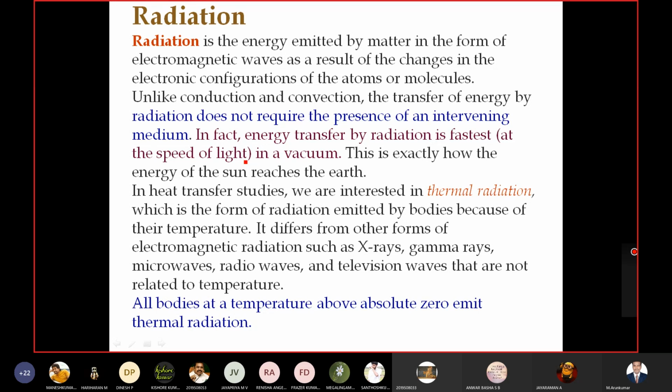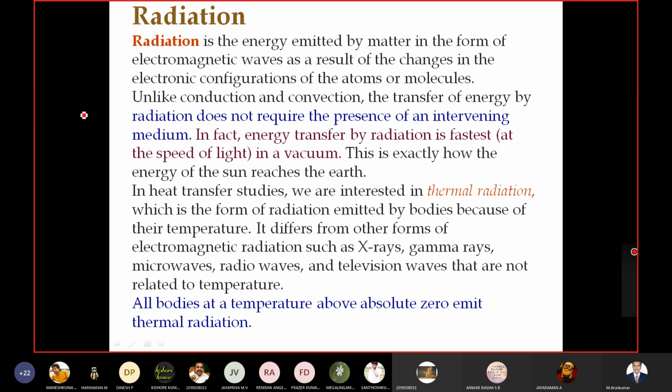So in heat transfer studies, we are interested in thermal radiation, which is the form of radiation emitted by bodies because of their temperature. So actually each and every body will try to emit thermal radiation. It differs from other forms of electromagnetic radiation such as X-rays, gamma rays, microwaves, radio waves, and television waves that are not related to the temperature.